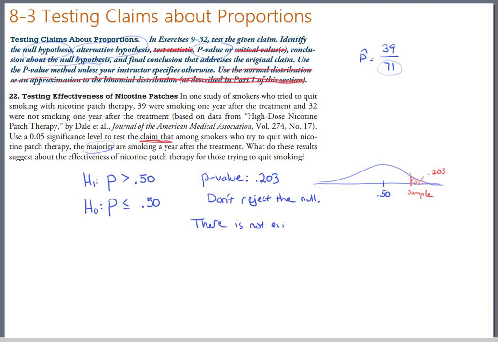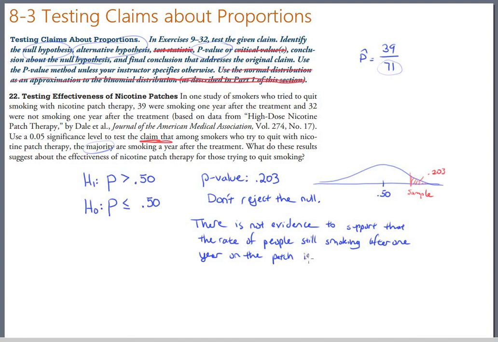So I'm going to say there is not evidence to support the rate of people still smoking after 1 year on the patch. So there's not evidence to support the alternative. There's not evidence to support the rate of people still smoking after 1 year on the patch is more than 50%.